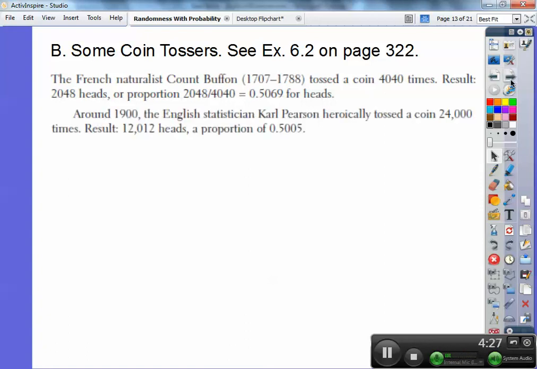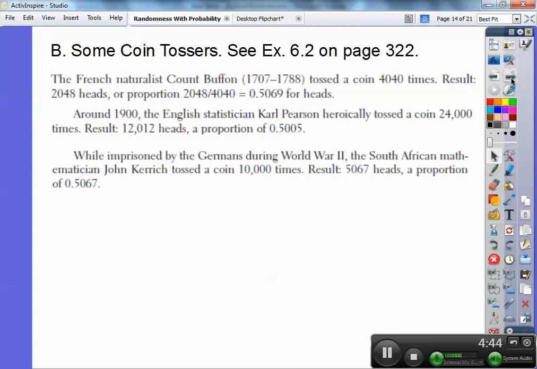Excuse me. Around 1900, the English statistician Karl Pearson heroically tossed a coin 24,000 times. What a hero, huh? And he got 12,012 heads, and his proportion came even closer to 50%. Check that out. Isn't that exciting? What a hero. Okay, and then while imprisoned by the Germans in World War II, the South African mathematician John Kerrich tossed a coin 10,000 times. I suppose while you're in prison, that's all you have to do. And his result came up 5,067, and his proportion came out close to 50%.